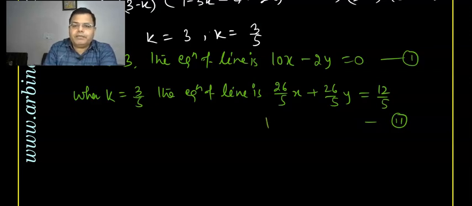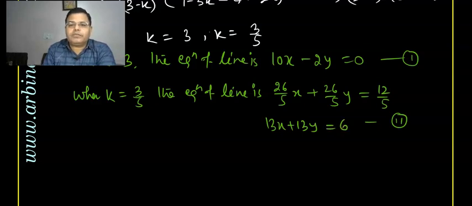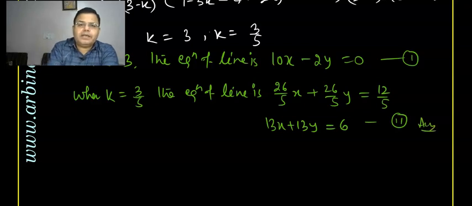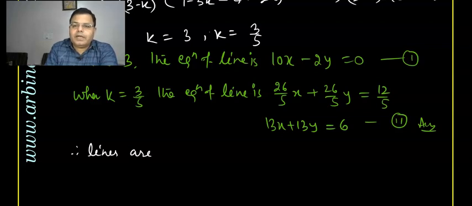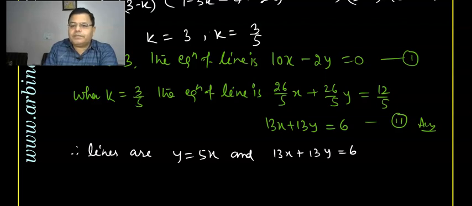13x plus 13y is equal to 6. These are the two equations, and that will be the answers. So the lines are, therefore, y is equal to 5x, that can also be written as y is equal to 5x, and 13x plus 13y is equal to 6. These are the two lines. I hope you got it, okay.